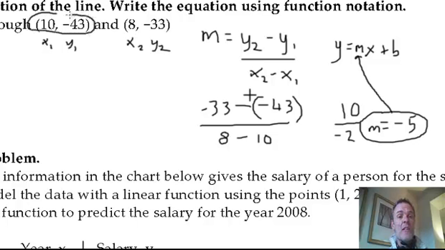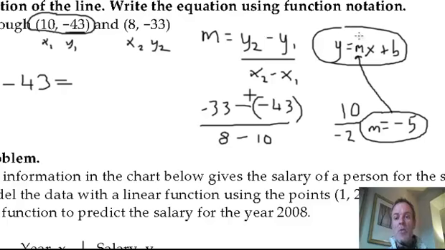So what I'm trying to say is this. Y is negative 43, so negative 43 equals, I'm just using y equals mx plus b over here, okay? The slope is negative 5. The x coordinate is the 10 here. I'm just using 10, comma, negative 43. 10, okay? And then plus b. So the only thing that's missing is me to find the y-intercept.